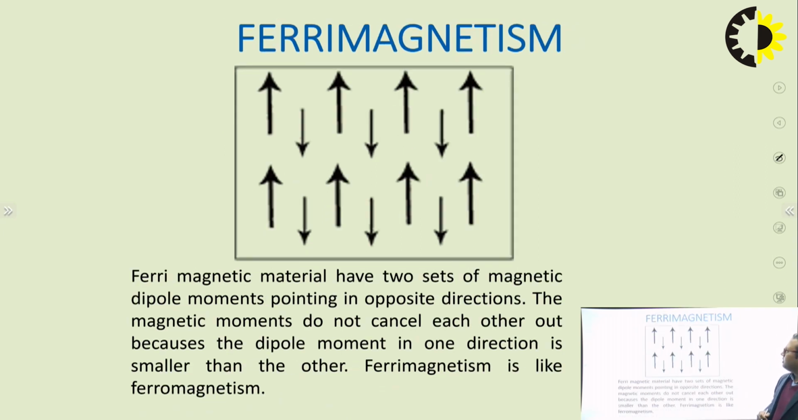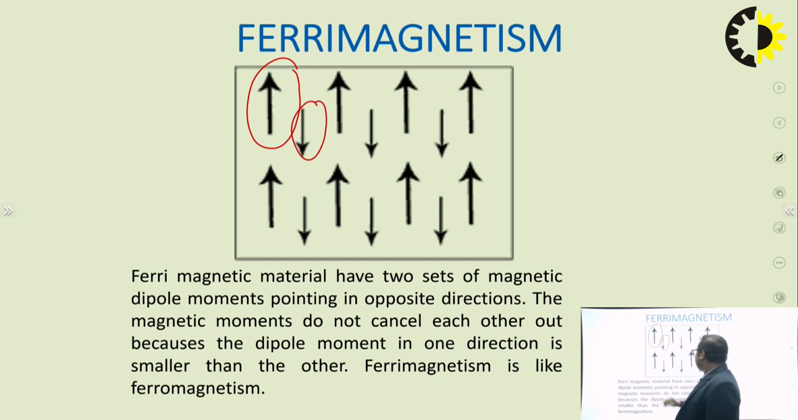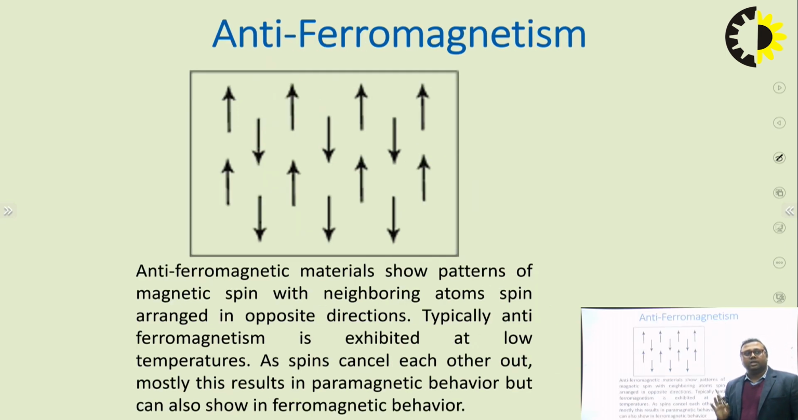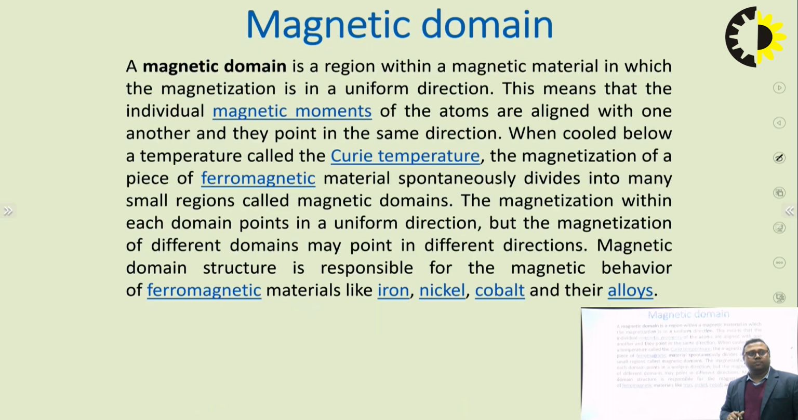So you can see that this is ferrimagnetism. In a ferrimagnetic material there are two sets of magnetic dipoles pointing in opposite directions, and the magnetic moments do not cancel each other out because the dipole moment in one direction is smaller than the other. You can see that the dipole moment here is big and here it is small. That's why ferrimagnetic materials show properties like a ferromagnetic material, because they don't completely cancel out as in the case of antiferromagnetic material.